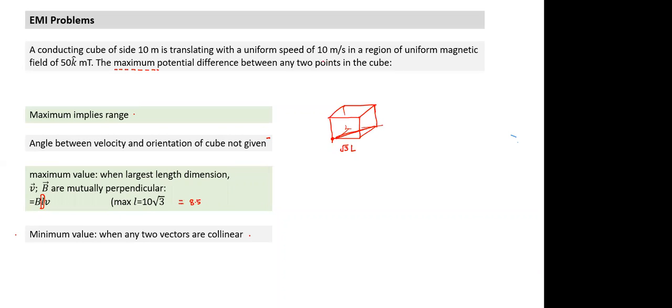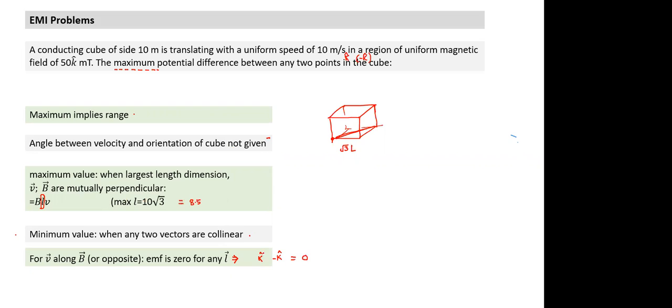So if the velocity is in the K cap or minus K cap direction, it doesn't matter which 2 points we choose, and it doesn't matter what value of L vector we choose, the EMF induced will be 0. So for V along B or opposite, EMF is 0 for any orientation of L, which implies that whichever 2 points I choose in the cube, if the translation velocity is along K cap or minus K cap, EMF induced between any 2 points is equal to 0. So the range is between 0 and this maximum value.